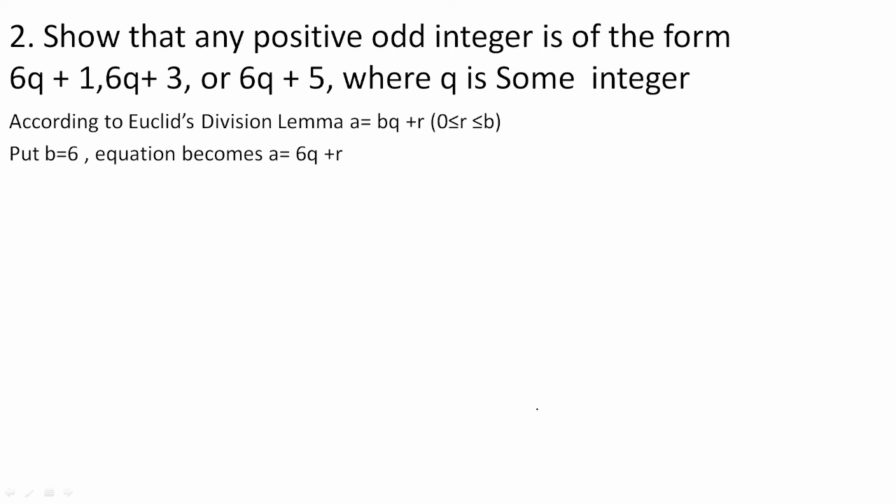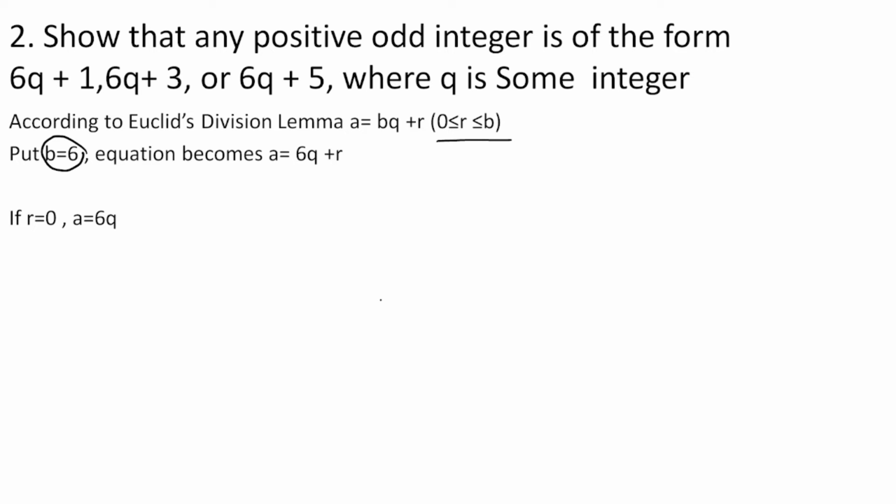So according to Euclid's division lemma, a equals b multiplied by q plus r, where r lies in the range 0 to b. We will start by substituting the value of b as 6, because in the question all of the expressions are in the form of 6q plus 1, 6q plus 3 and 6q plus 5. So all of these have b as 6. When you substitute b as 6, you get the equation a equals 6 multiplied by q plus r. Let's start substituting the remainder values now.